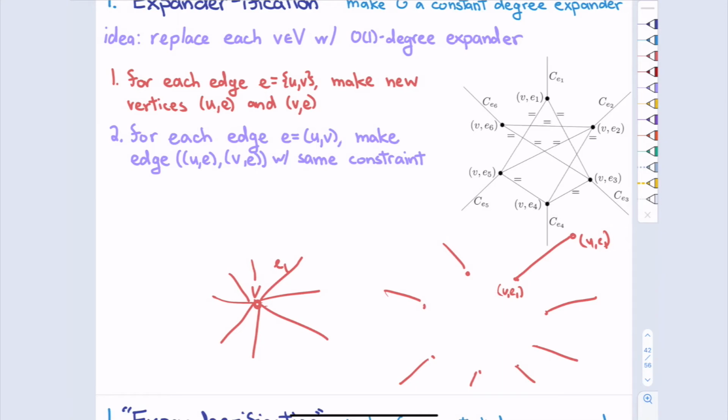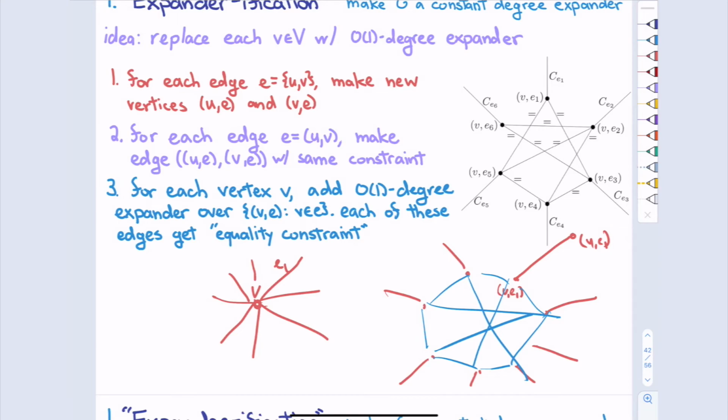It's an expander. So we have the existence of these sparse graphs that analytically behave like complete graphs. So you add some kind of sparse but strongly connected graph. I guess that's what the picture was supposed to represent. It's a little bit less than a complete graph. It's more dramatic if the degree was bigger. And you add a constraint saying these have to be the same, these have to be the same, these have to be the same. So we get to define a constraint, and that's a relatively simple one. Okay, so that's step three. For every vertex, we add a constant degree expander over that cloud for that vertex and equality constraints in between them.